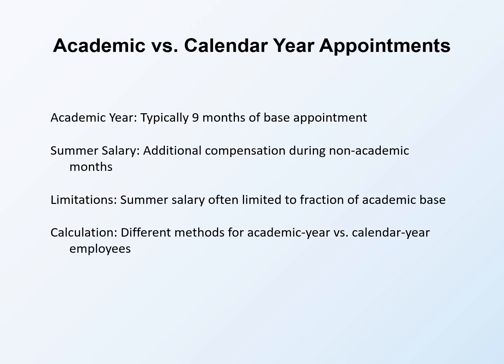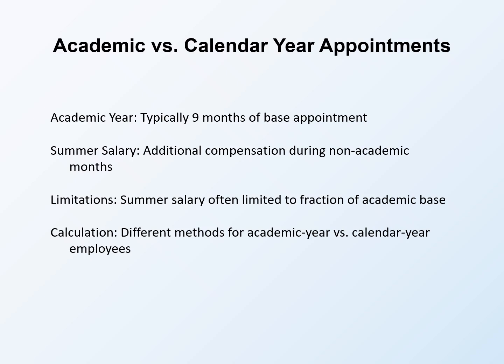Academic institutions often have different appointment types that affect personnel cost calculations. Understanding these differences prevents budgeting errors for academic personnel. Academic year appointments typically cover 9 months of base salary. Faculty members on academic year appointments receive their institutional base salary for the academic year, usually August through May or similar periods. Their base appointment does not include summer months.